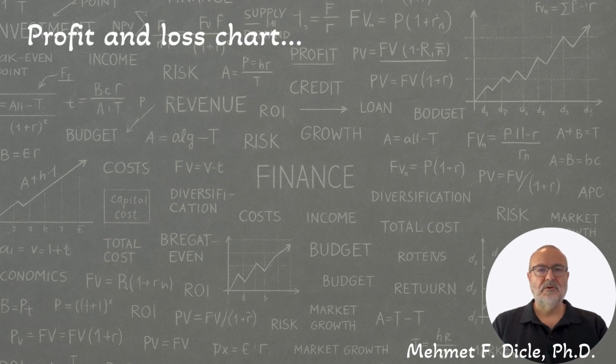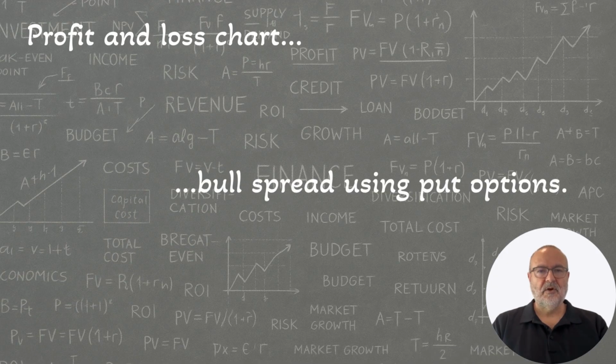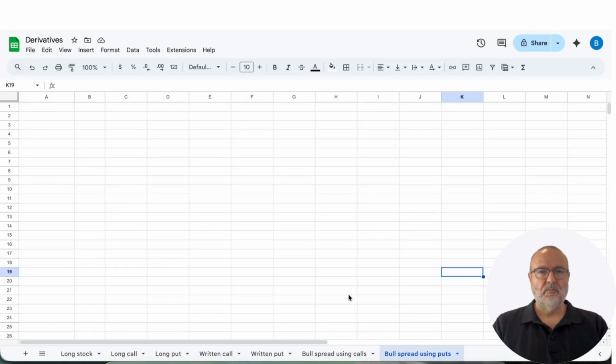Today, we will be talking about how to create a profit and loss chart for a bull spread using put options. Let's begin with our illustration. We will use Google Sheets for our illustration.